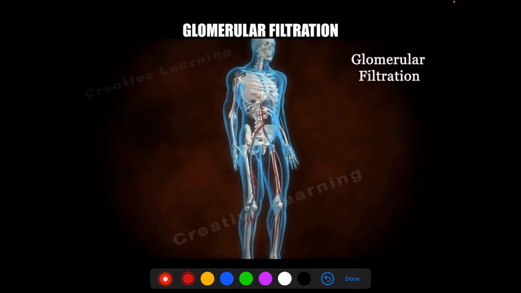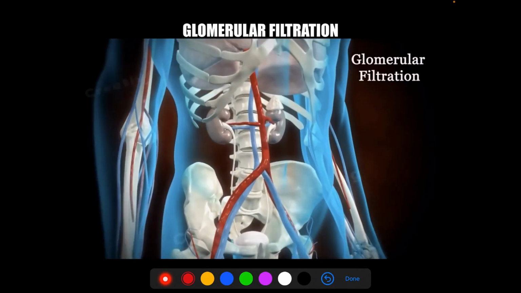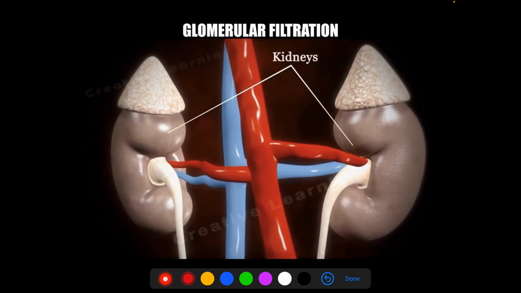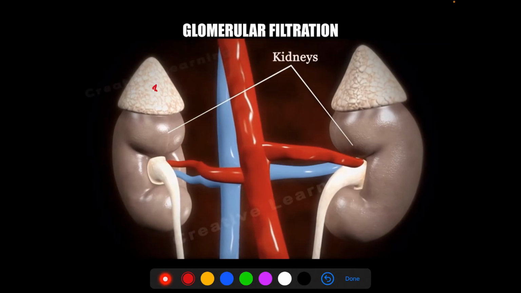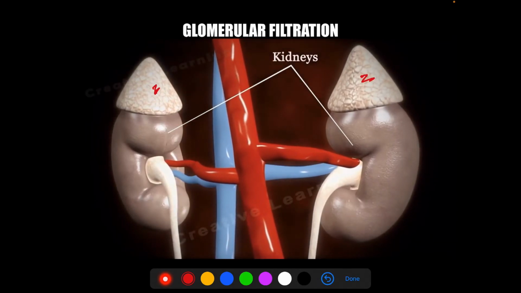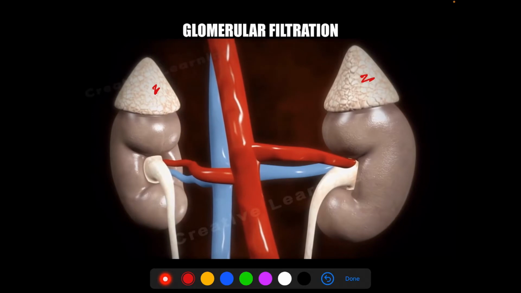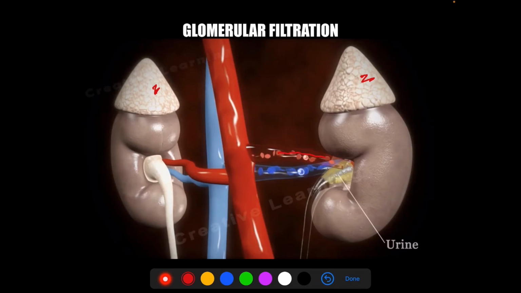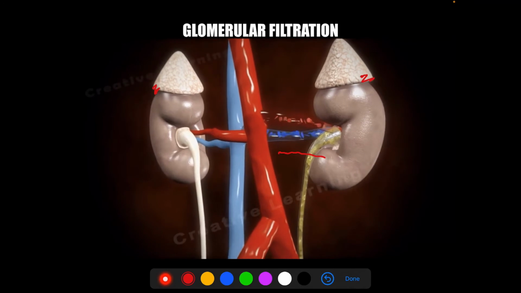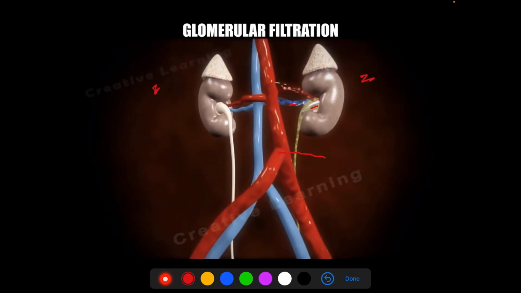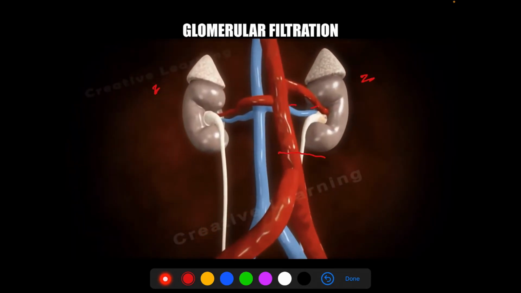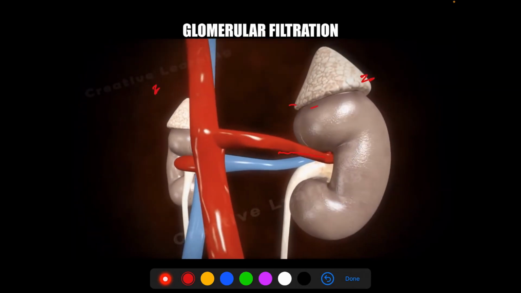So you can see we have two kidneys which are located on either side of the vertebral column, and these two, this one and this one, are the adrenal glands. The kidneys collect blood supply through the arteries, and through the renal artery it will reach the kidney, where it is filtered, and that blood will go back into the renal vein. The waste products and water will be excreted as urine. So you can see it is urine.